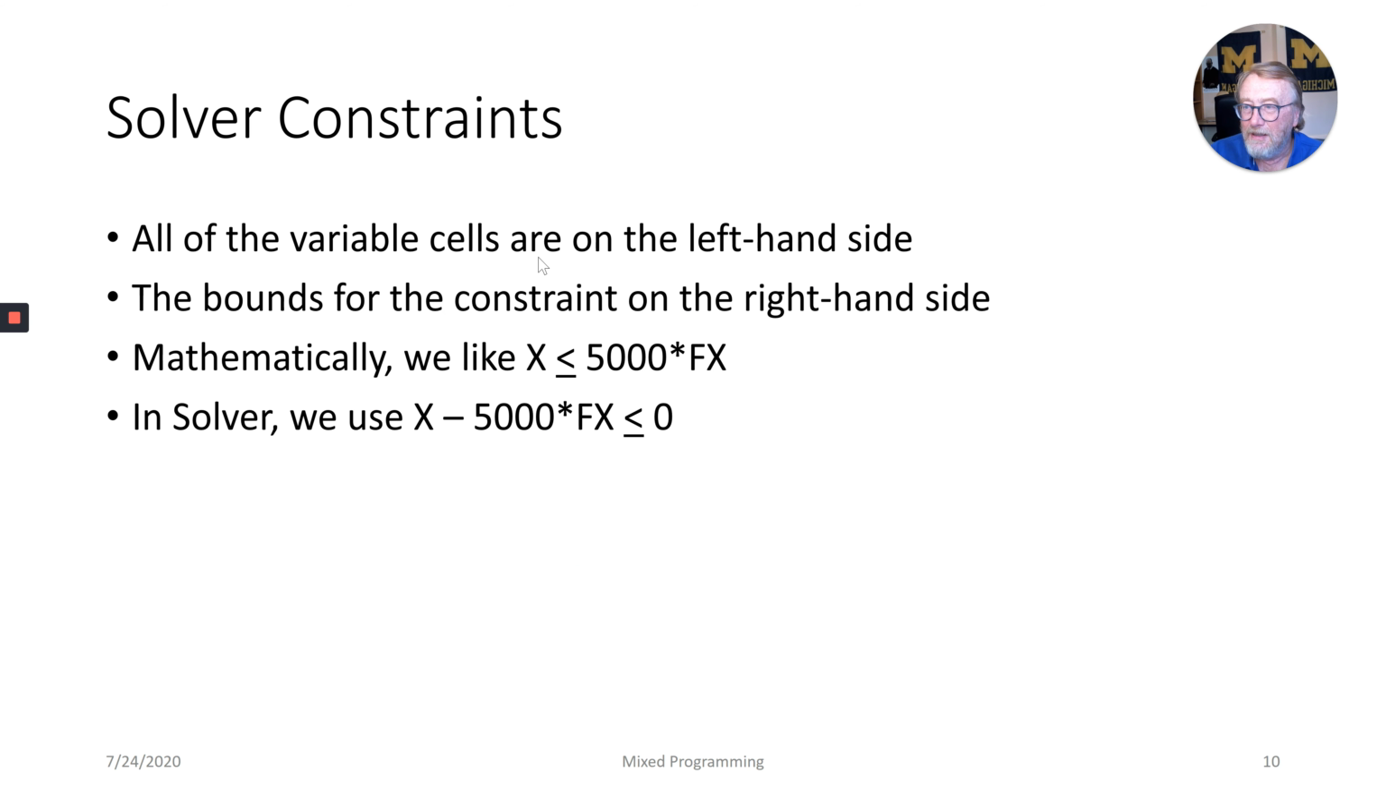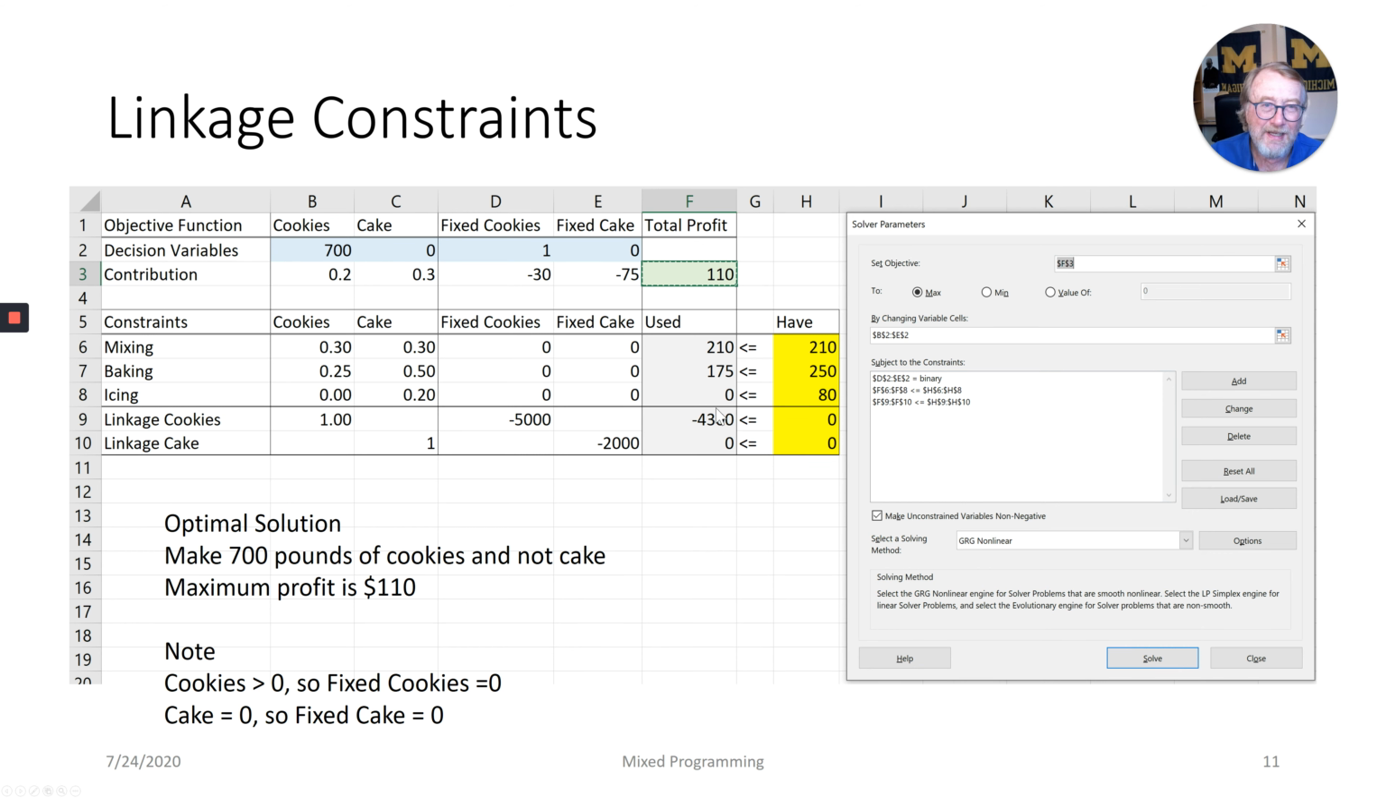Okay, so we put those constraints in. Again, this is the model. Just to say one more time how you set up the dialog box. Objective is profits. Maximize profits. The decision variables are B2 through E2, just like before. We have a binary constraint on D2 and E2 for the fixed cost.